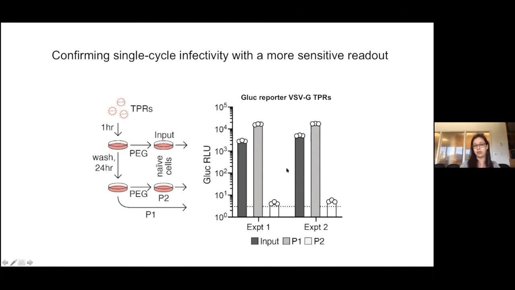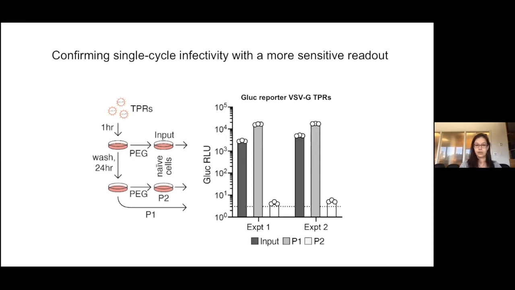The PEG precipitation works. But then we take these cells and incubate them for 24 hours. We get the replicon replicating and expressing the reporter. When we measure luciferase from the supernatant, this is the P1, we get a really nice signal. But then if we concentrate the potential TPRs that are in the supernatant and infect naive cells, there is really nothing there. So this really demonstrates that the system is clean. It's really a single cycle system.